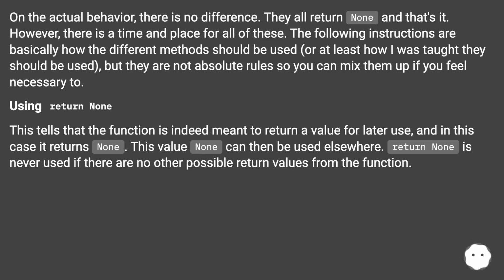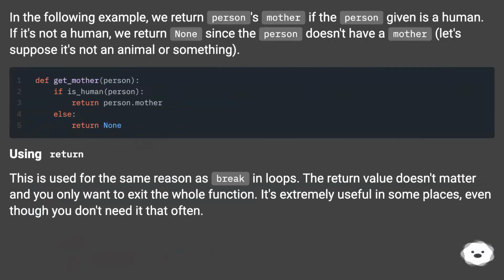Using return None. This tells that the function is indeed meant to return a value for later use, and in this case it returns None. This value None can then be used elsewhere. Return None is never used if there are no other possible return values from the function. In the following example, we return the person's mother if the person given is a human. If it's not a human, we return None since the person doesn't have a mother. Let's suppose it's not an animal or something.